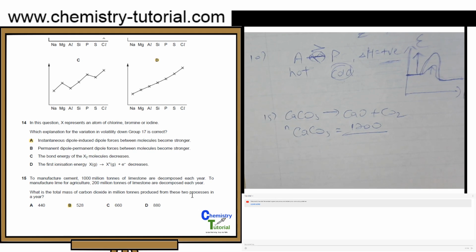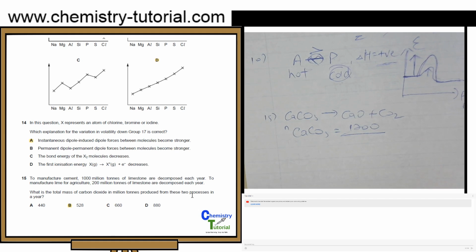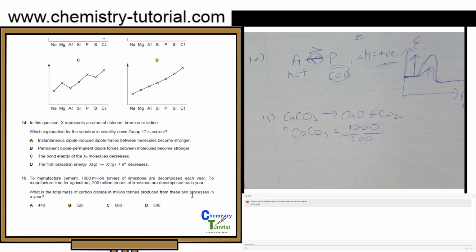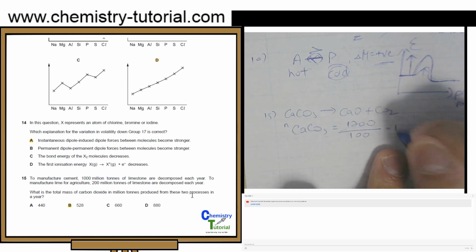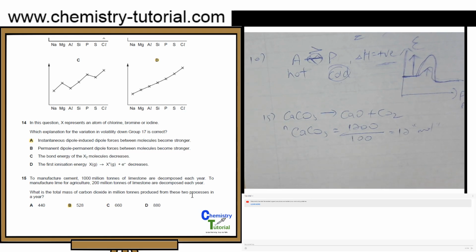I'll just use the AR of calcium as 40. So 40 plus 12 plus 16 times 3, so it's just 100. Of course, some data booklets will use the AR of calcium as 40.1, but it's okay. So 1,200 divided by 100. So what we have is technically 12 moles of calcium carbonate, in inverted commas.